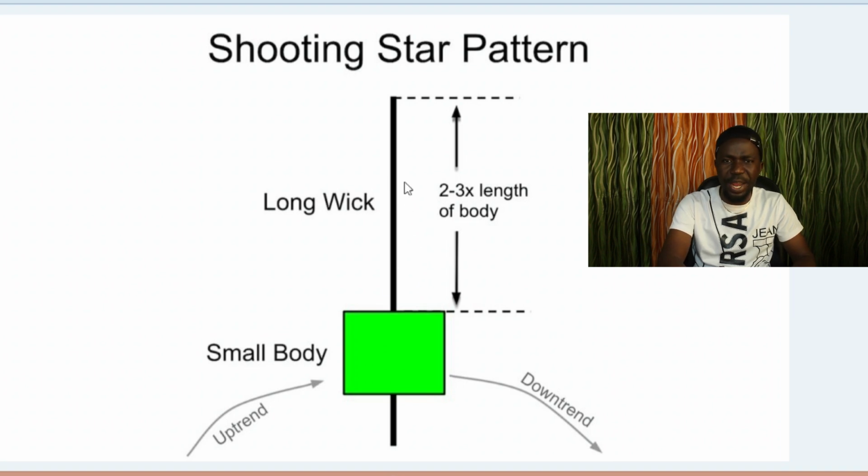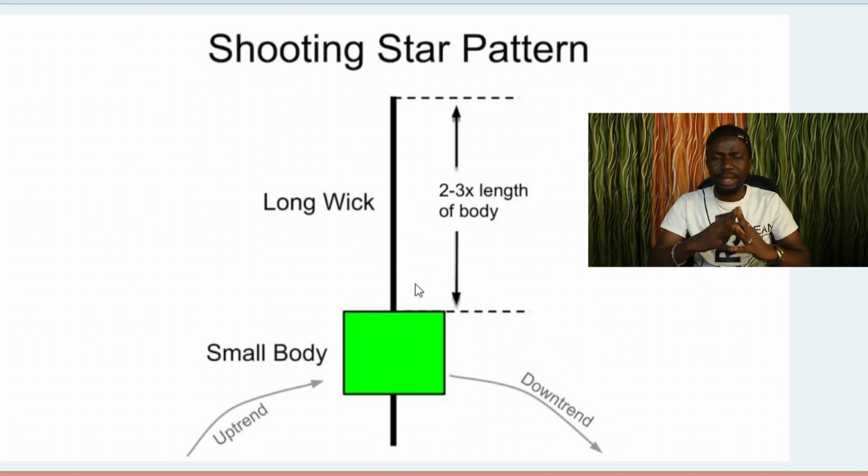This is what we call a wick, right? You can see this long wick. This is a rejection from the sellers. The buyers pushed it up to this point and the sellers came and pushed it down. So once you see this long wick, it tells you that the buyers are not able to push the price up. Rather, the sellers have stepped in and they are going to push the price down.